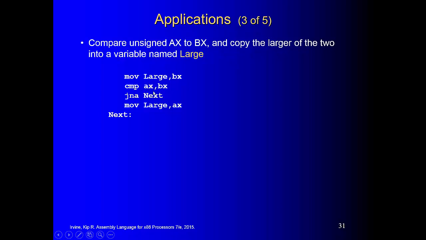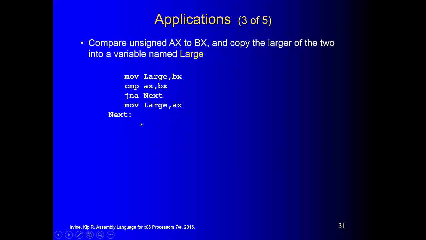After this, you're going to make a jump statement. So if AX not above BX, that means BX is larger, and we have BX in large. So we just go to next, do some processing. If not above, that means BX greater, you jump. Otherwise, you're going to process this statement, copy AX into large, then continue with the processing following here.